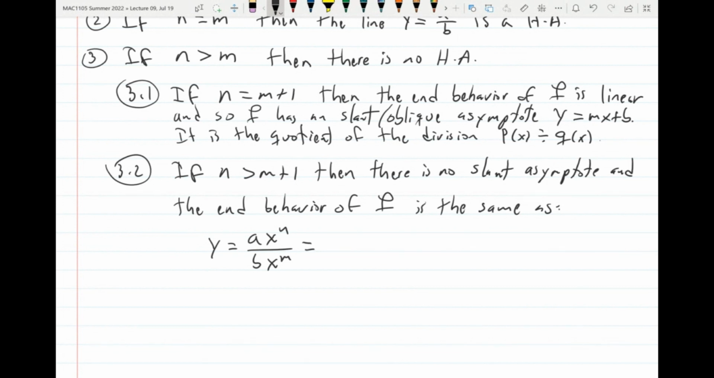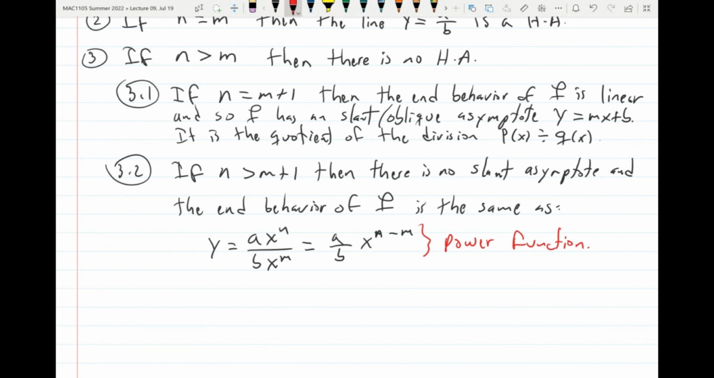Now, because n is bigger than m, this is really a power function. Because when you do n minus m, this is a positive quantity because this one is bigger than that one, okay? And this right here is a power function, and we understand power functions now. So with this theorem, you can tell precisely what happens at infinity for rational functions, okay?